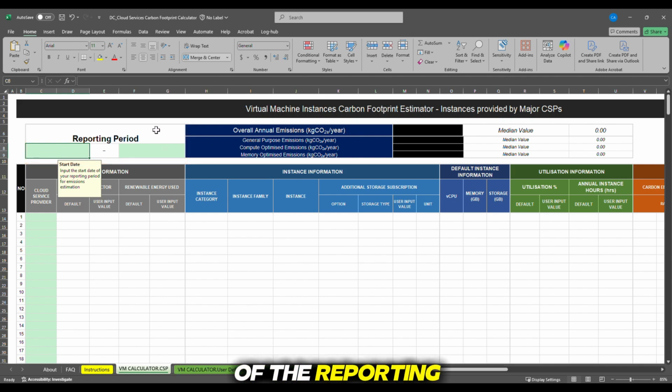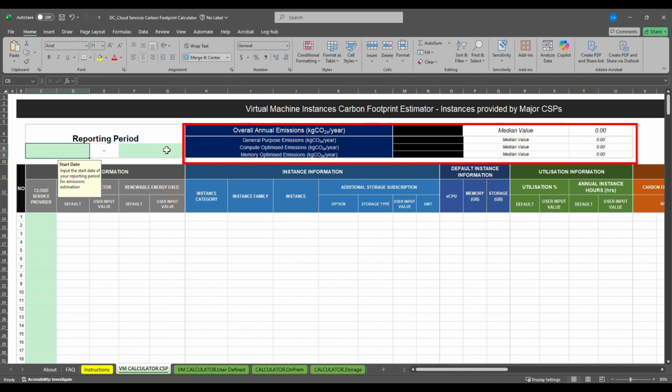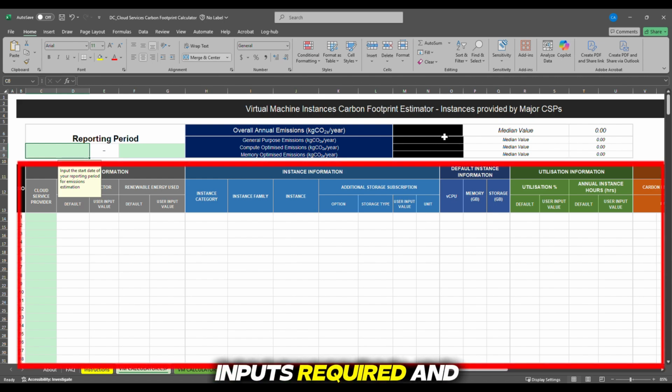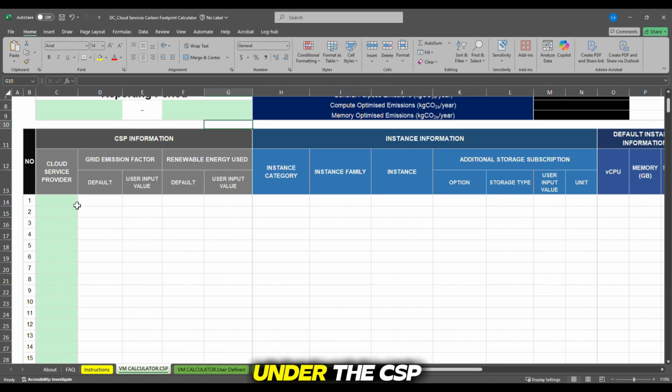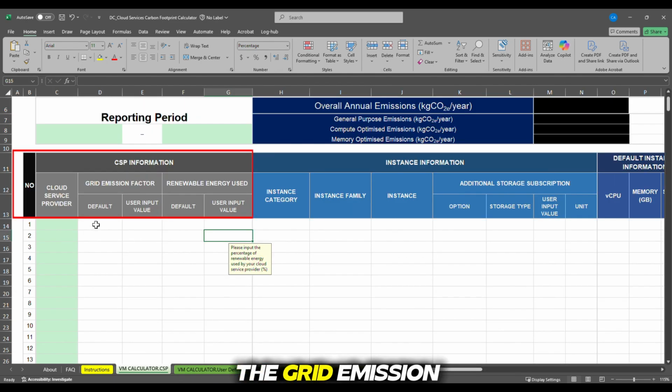Towards the right of the reporting period is the summary of emissions. This gives the total emissions of all the inputs in the table below, which is for the calculation of instance-level emissions. Looking at the table below, there are several inputs required, and each requires different sources. Let's first take a look at the CSP information. Under the CSP information are the CSP column, the grid emission factor GEF, and the renewable energy used REU.